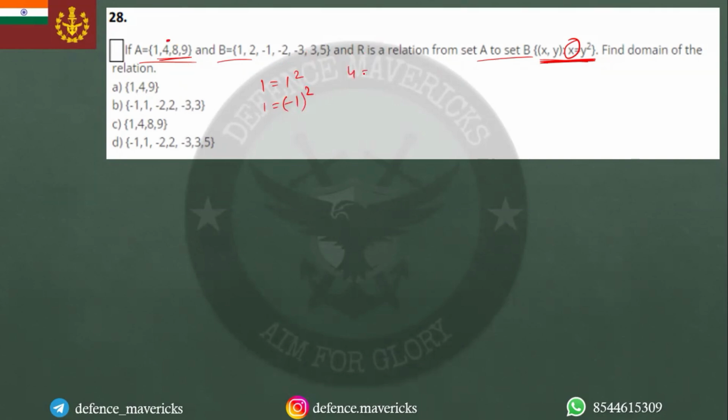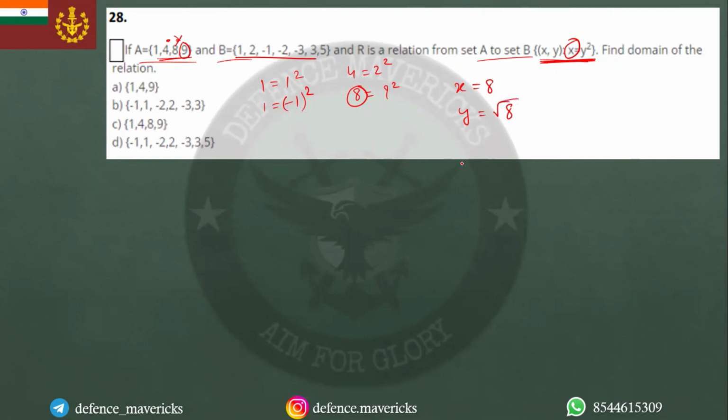Yes, I can take 4 as 2 square. Then I can also take 4 as minus 2 square. Then can I take 8? I cannot take 8 क्योंकि 8 किसी का square है ही नहीं, है ना. If I take x as 8, then it cannot be some square of this number. So if x is equal to 8, then y is equal to root 8, which is not there in set B. So this is not possible. And if I take x as 9, then I can take 2 elements from set B.